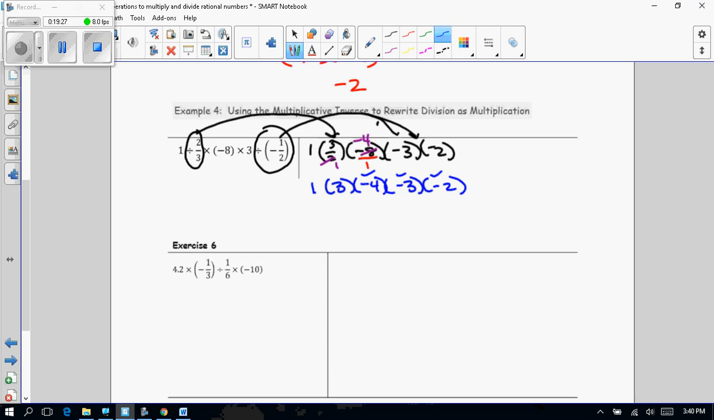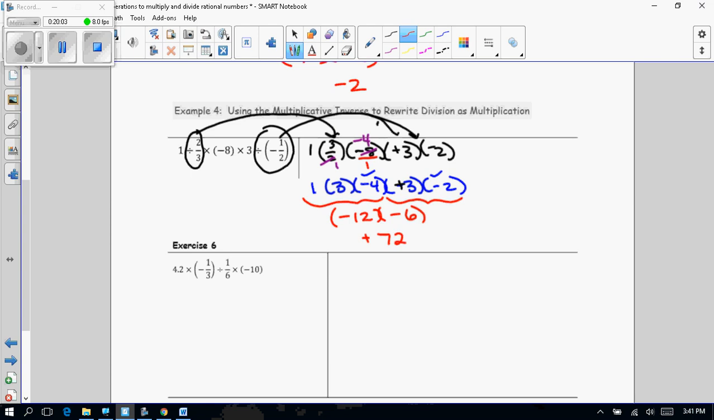Is that right? Do I have 3 negatives? Oh, that's not a negative 3, that's a positive 3. Pay attention, Mrs. Hoekstra. Wow. So this is a positive 3. So I only have 2 of them, so my answer is going to be positive. I can do 1 times 3, which is no big deal. So 3 times negative 4 is negative 12, times 3 times negative 2, which is negative 6. Negative 12 times negative 6 is positive 72.